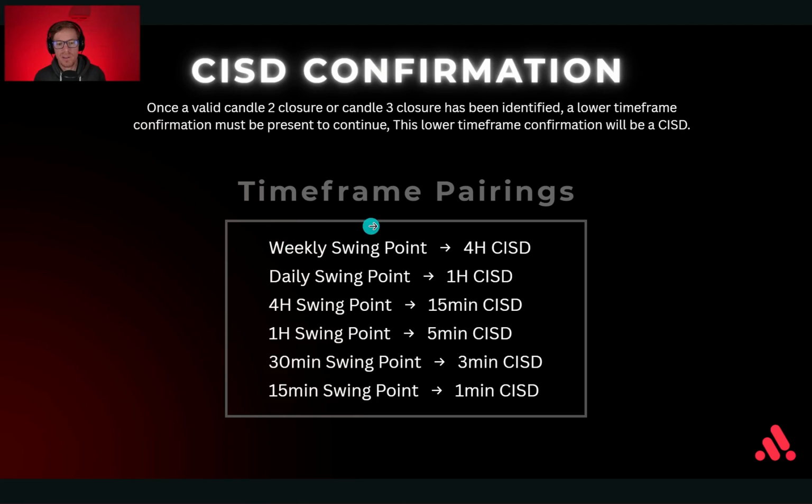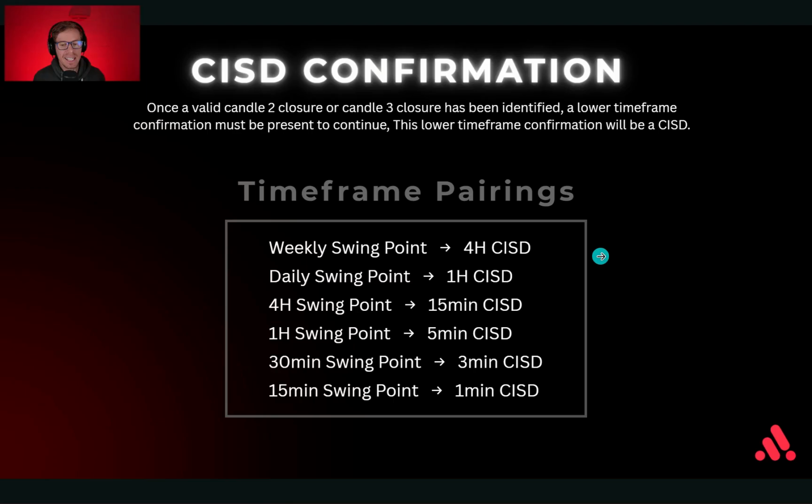If we identify a weekly swing point, we can use a 4-hour CISD. If we identify a daily swing point, we can use a 1-hour CISD. If we identify a 4-hour swing point, we can use a 15-minute CISD. If it's a 1-hour swing point, we use a 5-minute CISD for our entries. If it's a 30-minute swing point, 3-minute CISD. And if it's a 15-minute swing point, it's a 1-minute CISD.